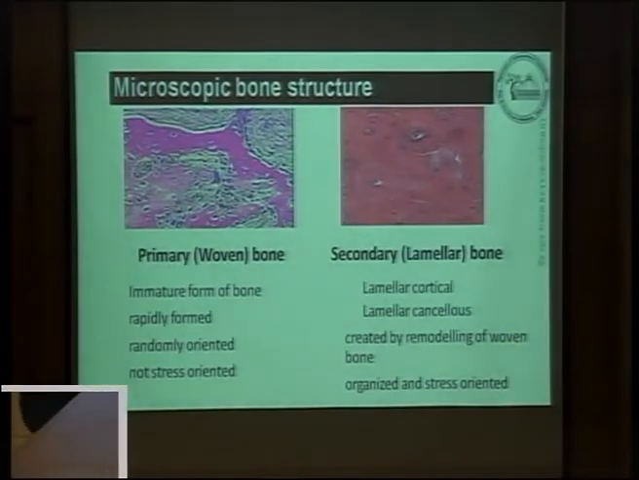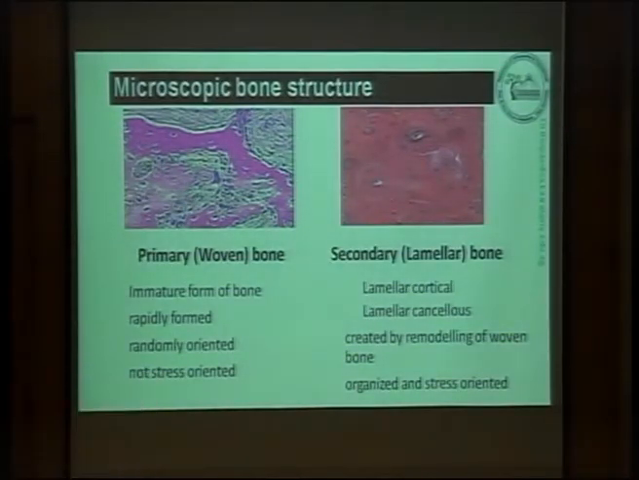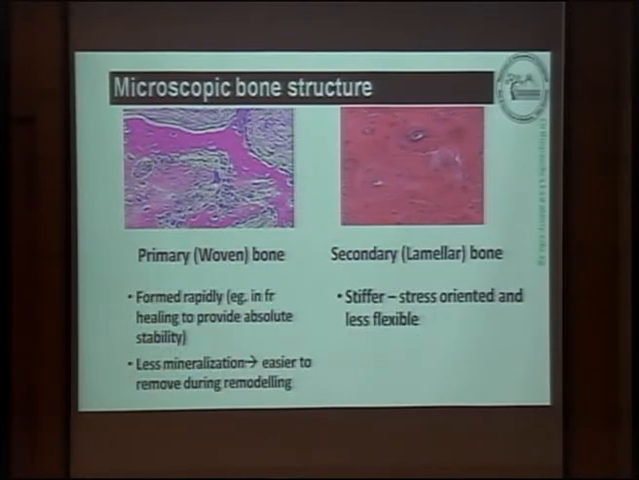If we look at the microscopic bone structure, we will find that we have two types of bone. What we name primary or woven bone is rapidly formed, randomly oriented, and not stress oriented. The second type, which we all have in normal bone, either cortical or cancellous, is formed by remodeling of the rapidly formed woven bone, and it's organized and stress oriented.